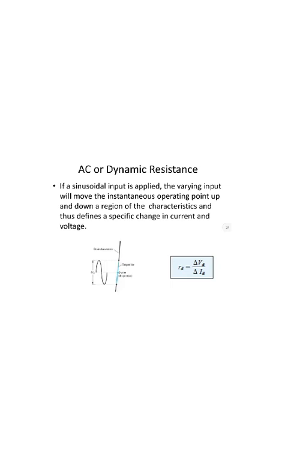So what do you mean by AC or dynamic resistance? If a sinusoidal input is applied, the varying input will move the instantaneous operating point up and down a region of the characteristics and thus defines a specific change in current and voltage. So RD is given by del VD by del ID.